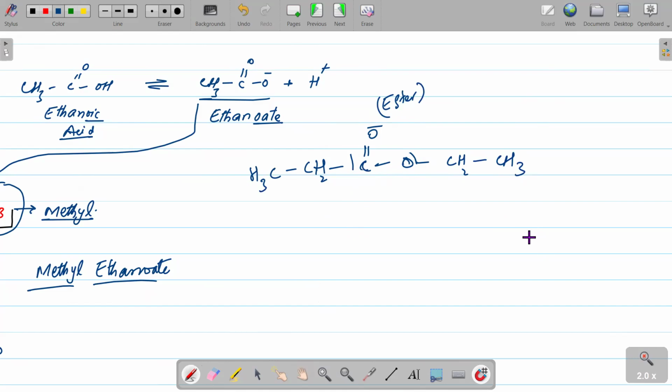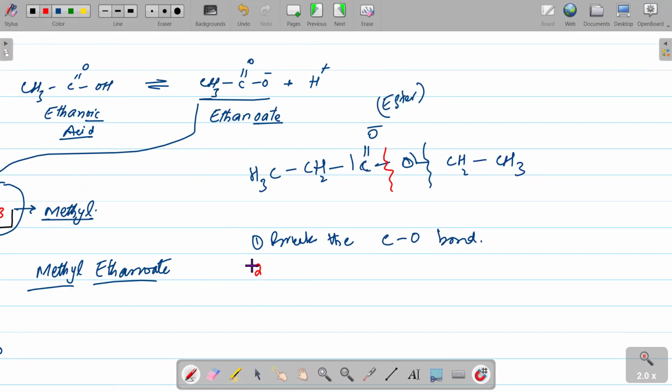What are the rules? Remember, if I say break the carbon oxygen bond, then there are two possibilities. Either you can break this one, that is the oxygen carbon bond, or this one, which is also a carbon oxygen bond. So when you want to name an ester, the simple rule is: break the carbon oxygen bond.